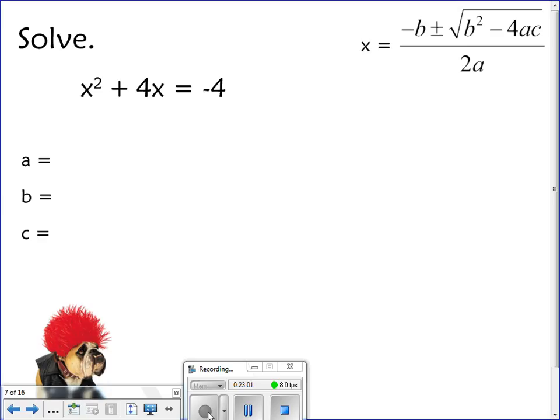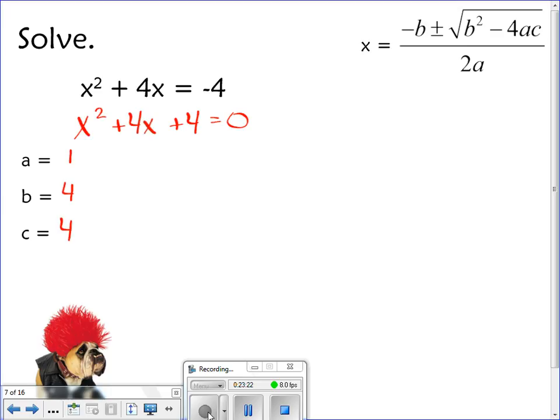All right, guys. What's the first thing we have to do with it? Good. We got to set it equal to 0. Okay. Once we set it equal to 0, what's your A, your B, and your C?